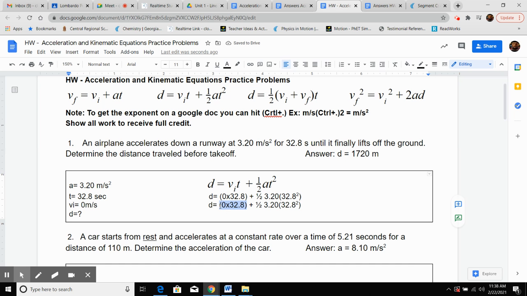So this becomes 0. And then 1/2 times 3.2 times 32.8 squared. So if I do 32.8 squared, let's do that real quick. 32.8 squared is 1,075.84, times 3.2, and then divided by 2 because it's the half mark, right? Cuts it in half. The 0 doesn't do anything for us here.